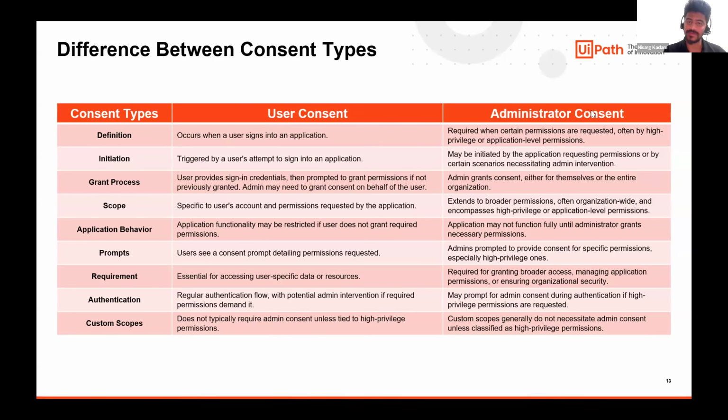Again, we come to the example of email, right? When it comes to administrator consent, it is required for granting broader access or managing application permissions and ensuring that your organizational security is maintained, because then the responsibility lies with the administrator who has given the consent. So it's a broader scope where security concerns are involved. And for custom scopes, user consent does not typically require any admin consent. You can simply use the app for that specific user, which Alex will show you how it works. Administrator consent, for custom scopes, generally does not require admin consent either.